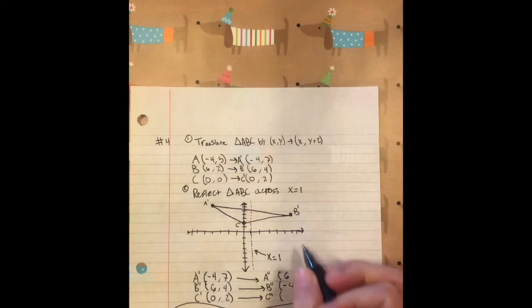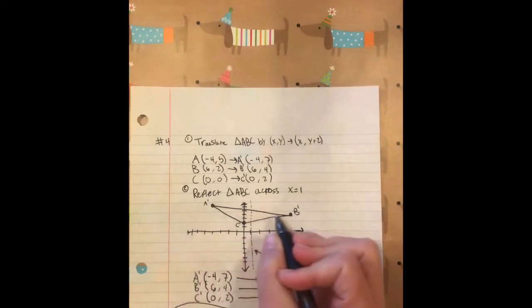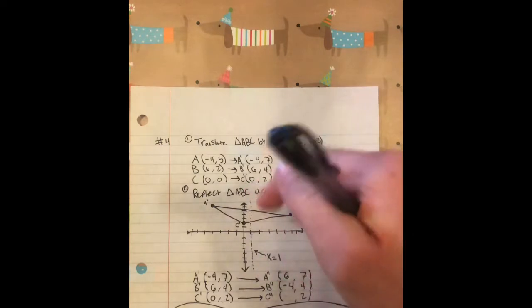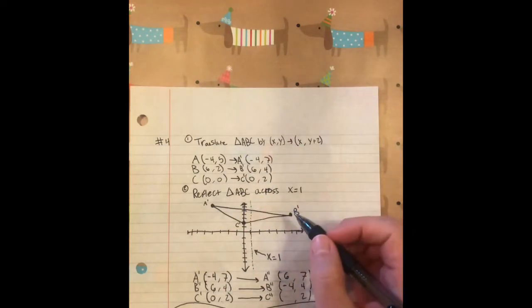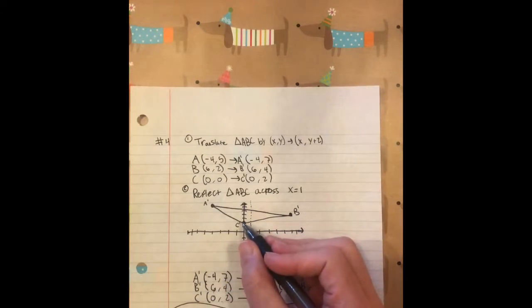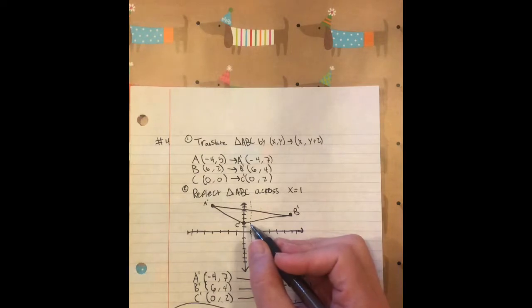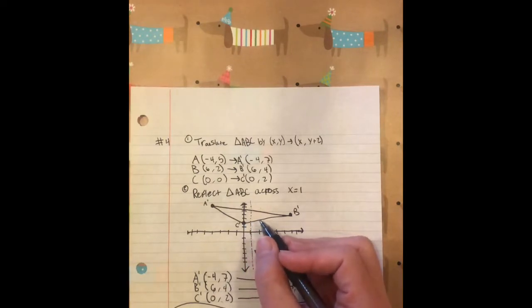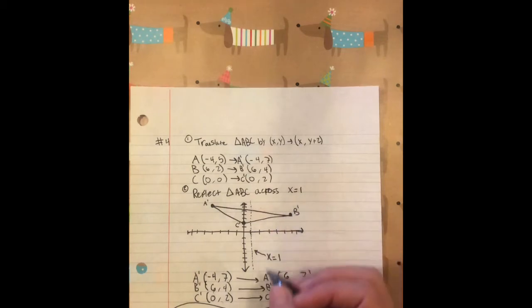Again, the y value didn't change because we're moving horizontally. I'm not raising or lowering any of my values. So now we're moving on to C prime, this point right here. How far away from this line is C? Well, from 0 to 1, it's only 1 unit away. So we just need to go 1 unit past. So what is 1 unit past? 1. 1 plus 1 is 2. So your first answers are 6, 7, -4, 4, and 2, 2.